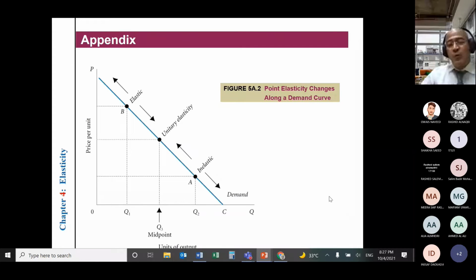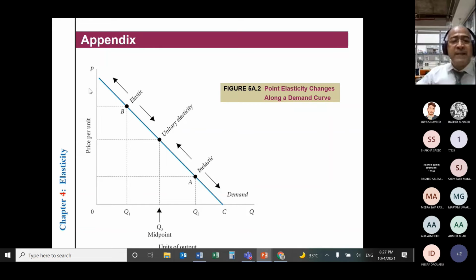So the elasticity at the midpoint will be 1. What is the conclusion? See here, the elasticity as we calculated at point A was 10, and then at point B, 4.5. At the midpoint, the elasticity is 1, at point C it is 0.37, and at point D it is 0.22.